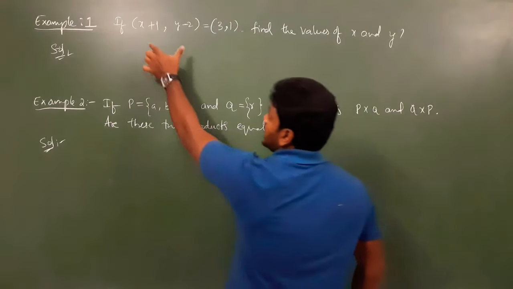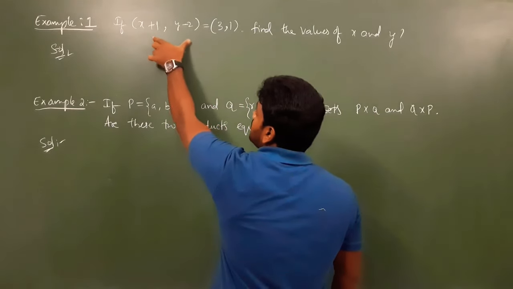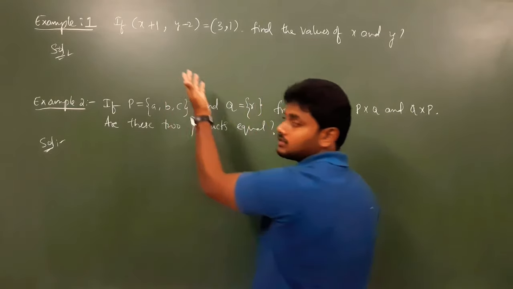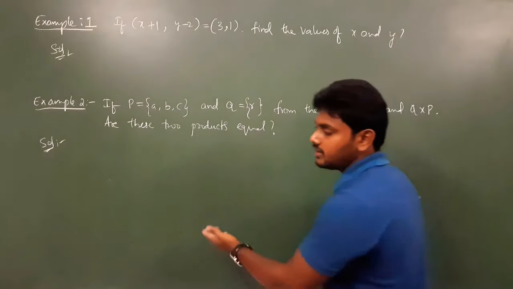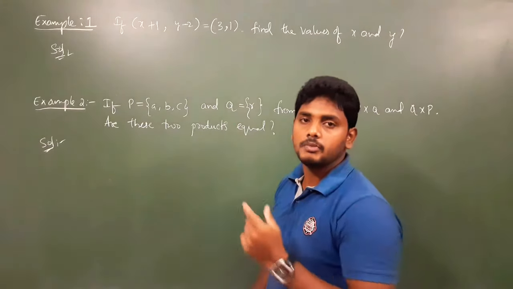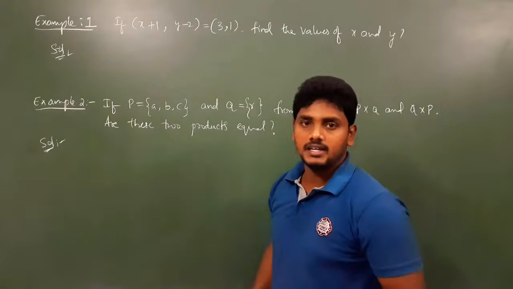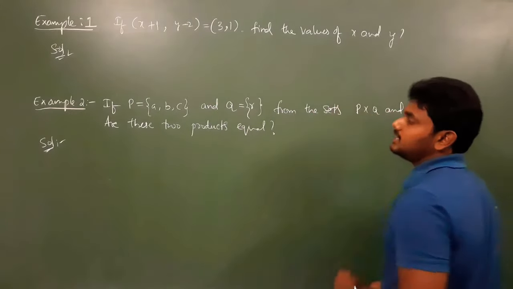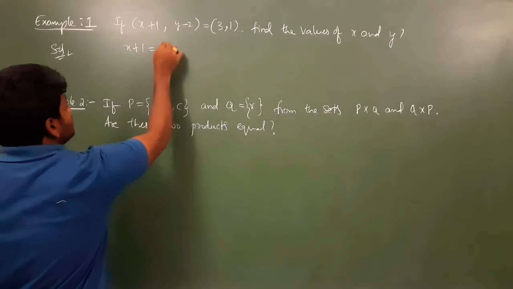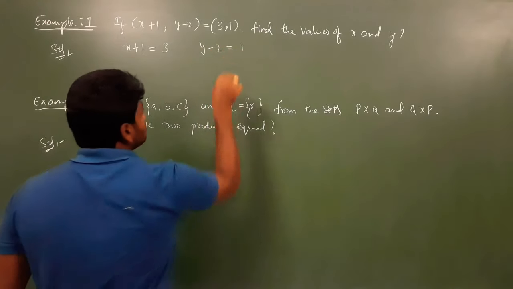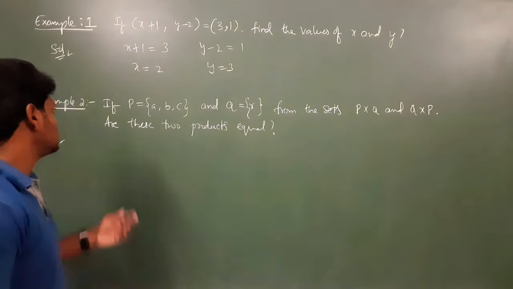If you observe, (x plus 1, y minus 2) is also an ordered pair only. Enclosed by open bracket and two elements separated by comma, that is also an ordered pair. Here they are showing that this ordered pair is equal to this ordered pair. As we have written in the note point, two ordered pairs are equal if and only if the first elements are equal and the corresponding second elements are equal. So by using that concept, we will find x and y values. By the given, x plus 1 should be equal to 3, and y minus 2 should be equal to 1. Then what is the x value? 2. What is the y value? 3. Very simple.